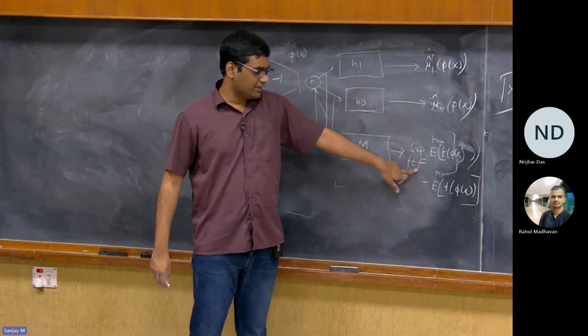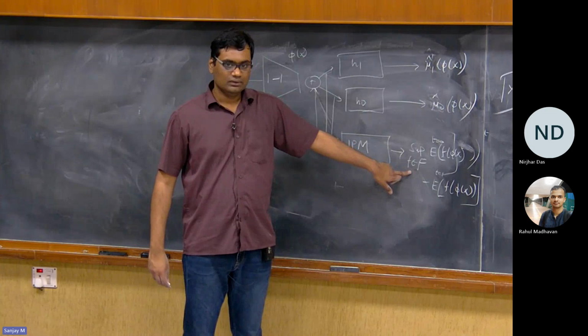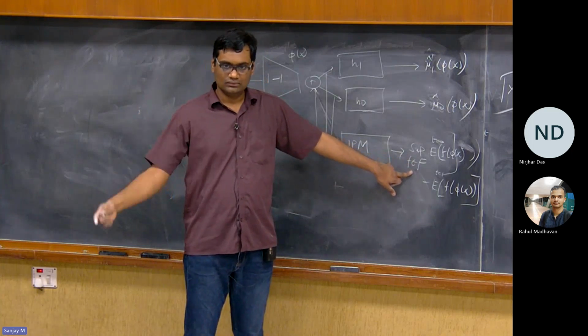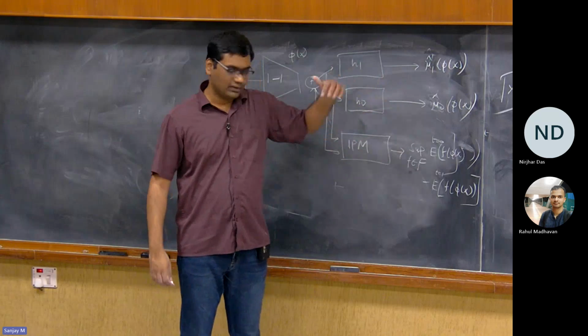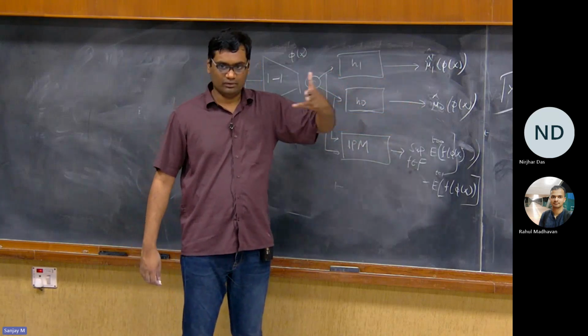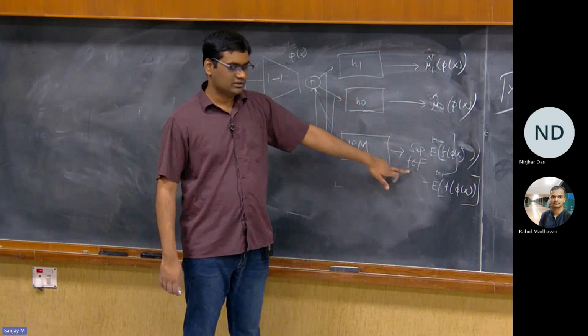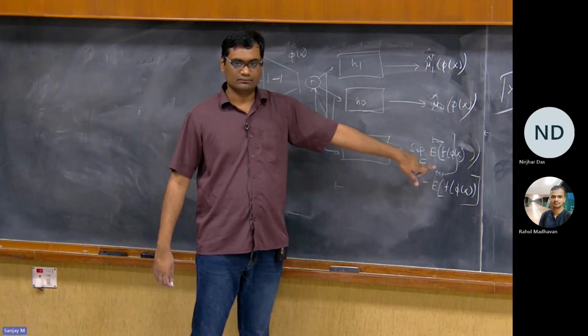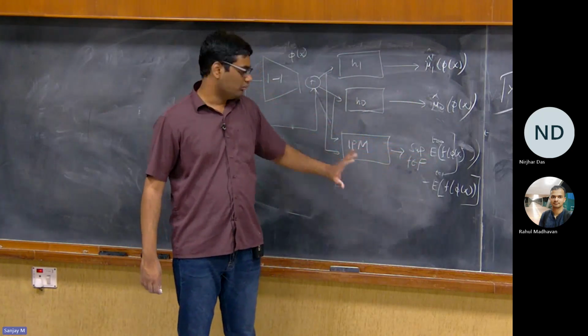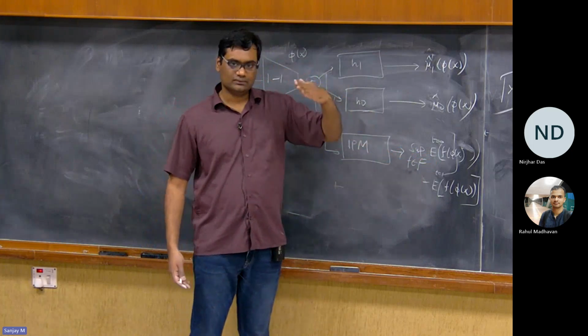If f comes from RKHS, this is MMD. If f comes from Lipschitz functions, this is Wasserstein-1. Okay, there are a gazillion IPMs depending on what you are looking at. If f is a space of classifiers, this is total variation. Right? So what I'm trying to do is I'm using witness functions.